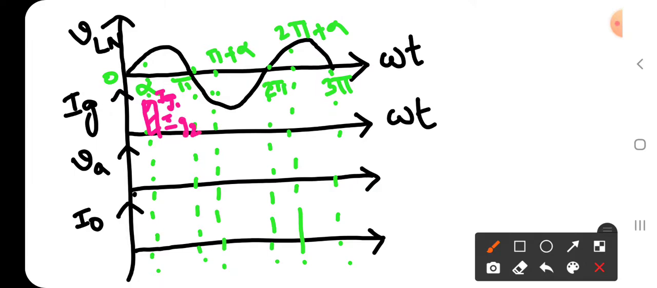And again I give the gate pulses to two SCRs, T3 and T4, so I call this Ig3 and Ig4, at pi plus alpha. Again the same thing is repeated at 2 pi plus alpha, Ig1, Ig2, just to represent it very clearly.